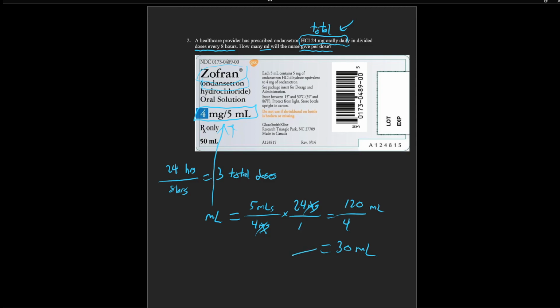So to move on from that, we're going to go over here. We have our 30 mils. We have our 3 doses. 30 divided by 3 is 10 milliliters per dose. Does it need to be rounded? The answer is no. So our final answer is going to be 10 milliliters.